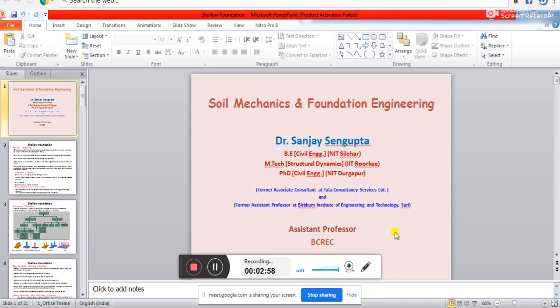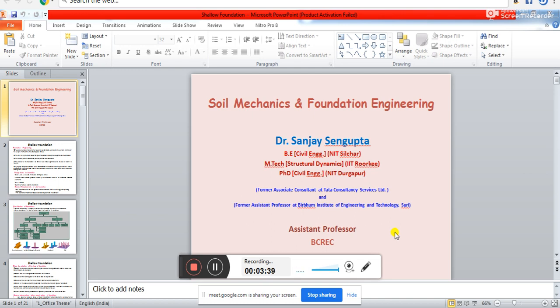Now, coming to foundation engineering, why we as civil engineers need to know about it, and what the relation is between soil mechanics and foundation engineering, you need to understand very clearly. In soil mechanics, you studied the mechanics of soil, that is, how soil is able to take up different kinds of loads, as well as the properties of soil.